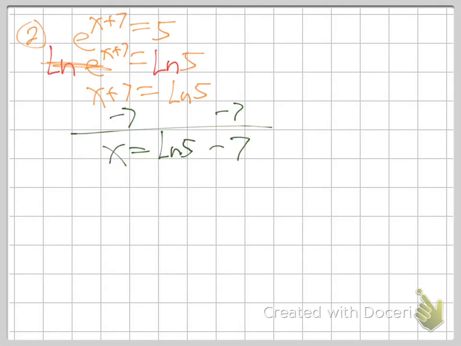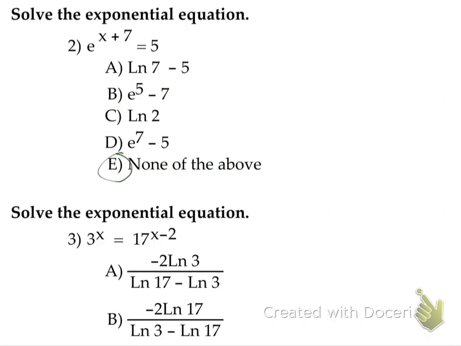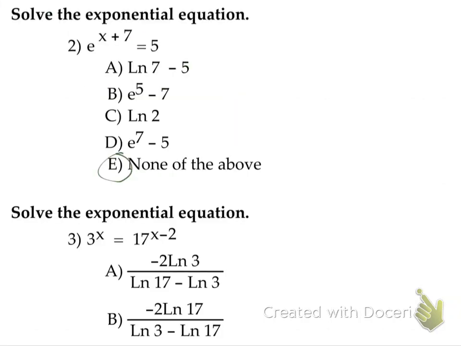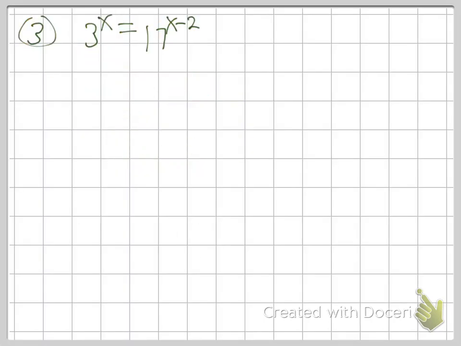Good. Questions on that one? All right. I'll move on to number 3. 3 to the x is 17 to the x minus 2. Okay. Did I get that right? 3 to the x is 17 to the x minus 2. Yeah. All right. So there's number 3.